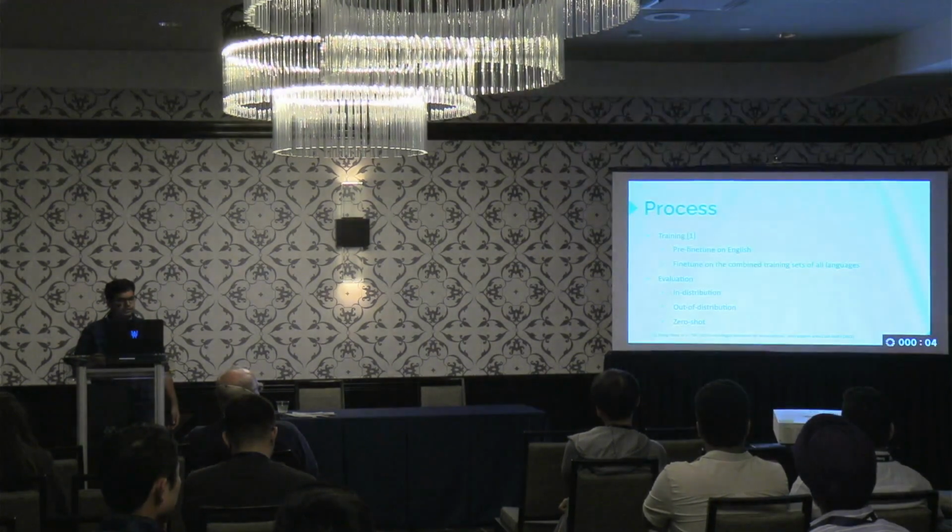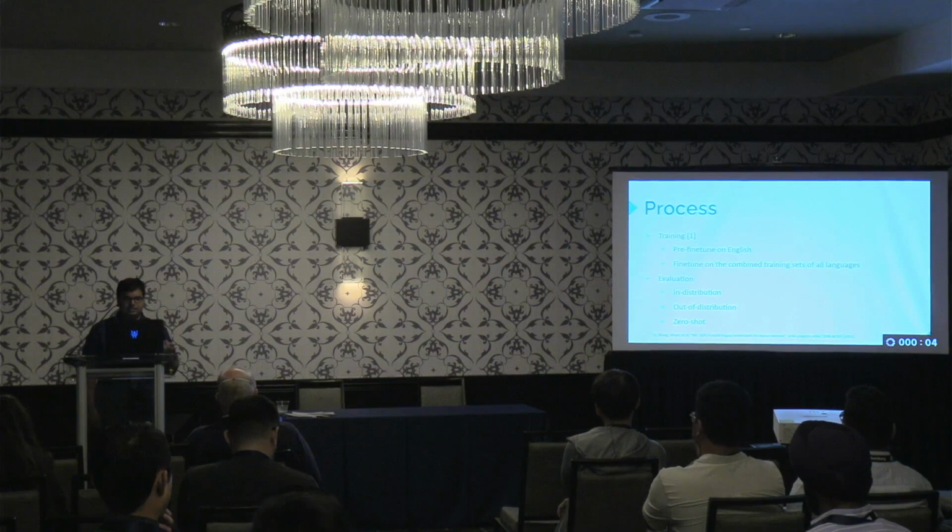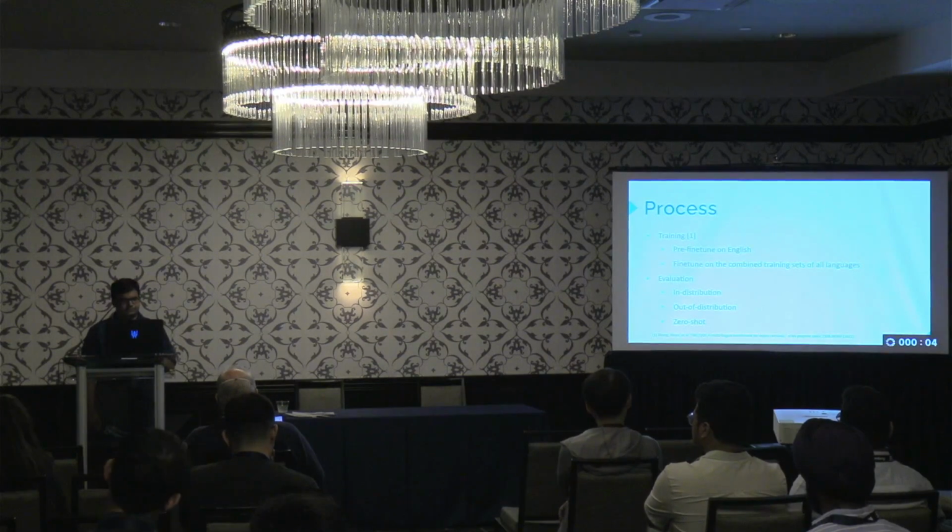So if you look at the process that we follow for the paper to train the models, we have two steps, following existing work in the area. The first step is a pre-fine-tuning step to train the model on retrieval in English, and then we fine-tune on a combined data set of all the languages that we have. For evaluation, again, we look at three settings: in distribution, out of distribution, and zero-shot.